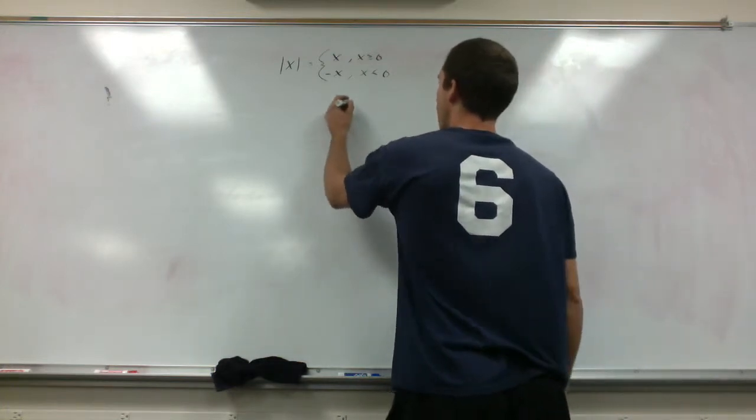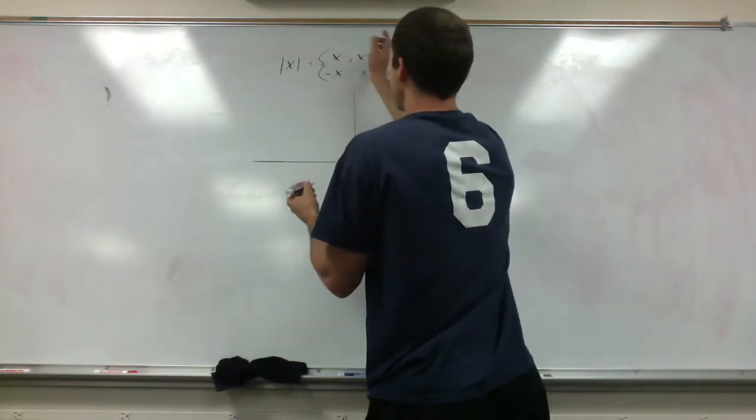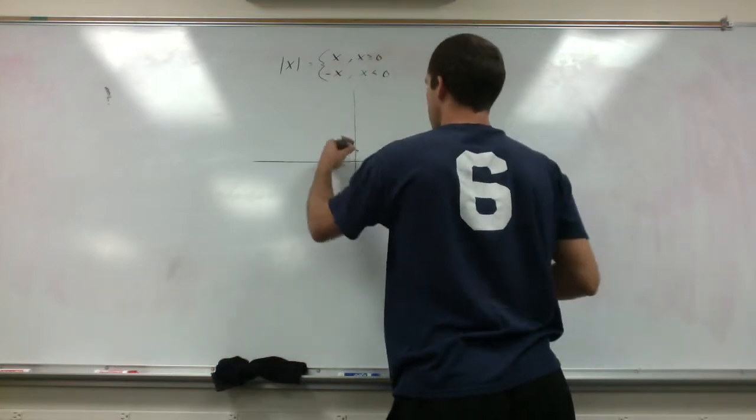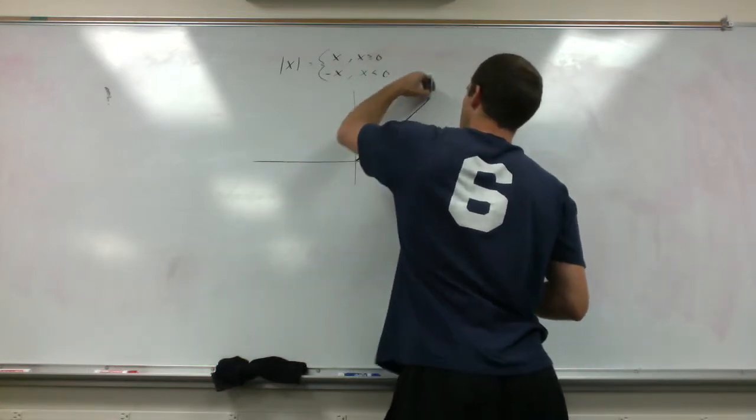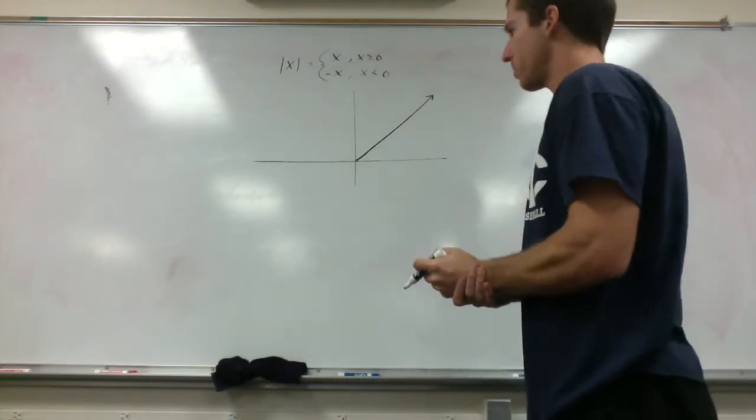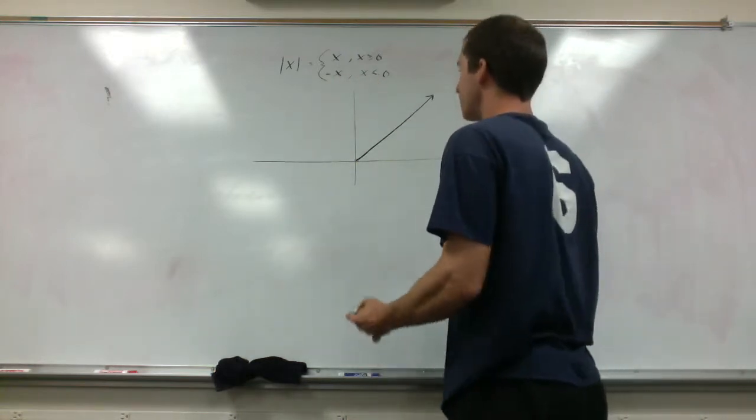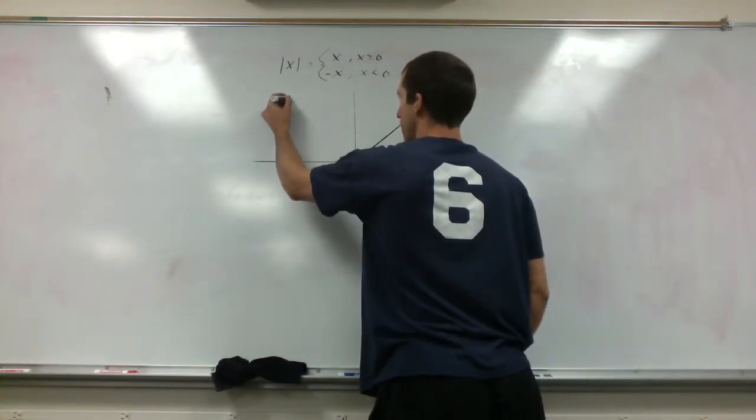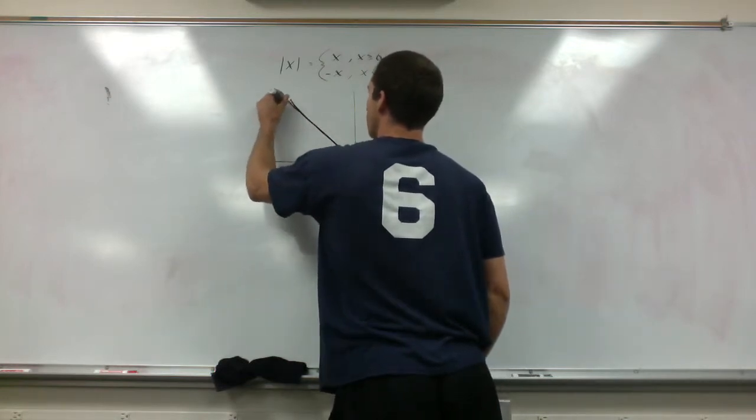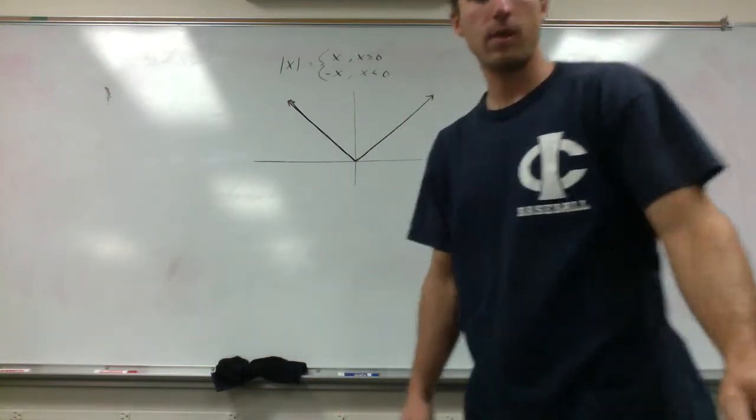So for a graph of the absolute value function, we'll do the positive part first. It's just y equals x whenever x is positive, so you get that line with slope 1, y-intercept 0. And it's the opposite of x whenever x is less than 0, so it's just the mirror image over the y-axis. And that's your graph of absolute value x.